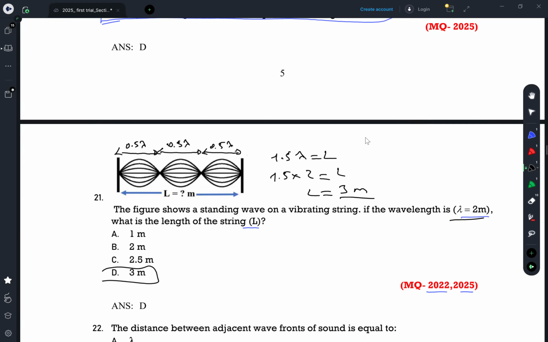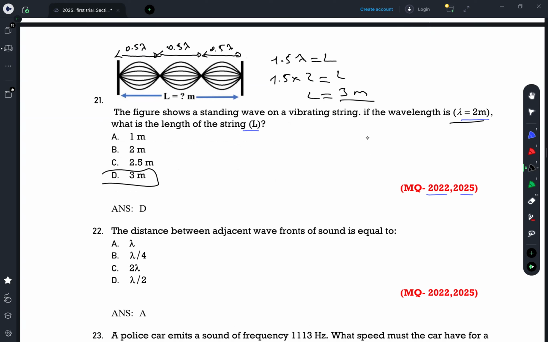And next, question 22. The distance between adjacent wavefronts, this is also a repeated question, 2020-25, is going to be from adjacent wavefront. From wavefront is compression to compression. So compression to compression, crest to crest, it is 1 lambda.